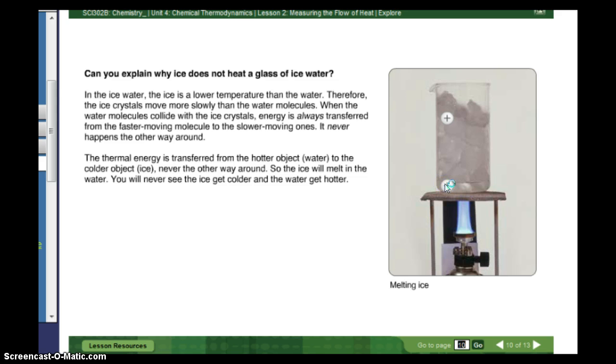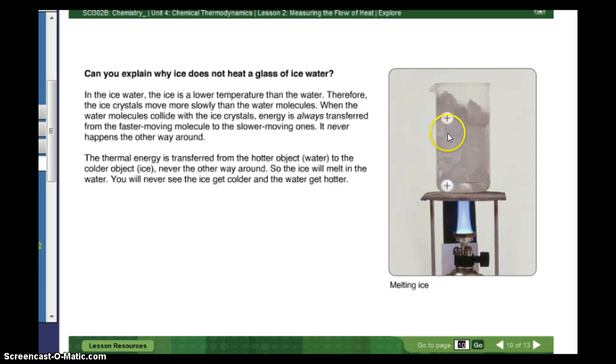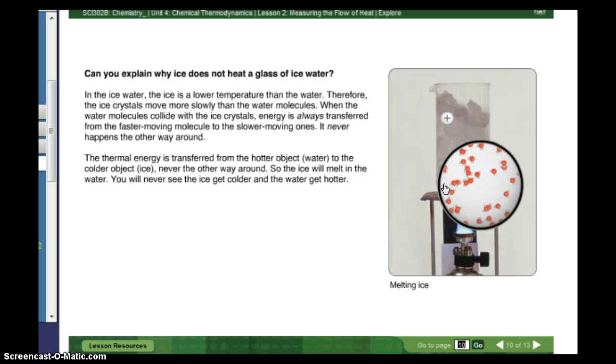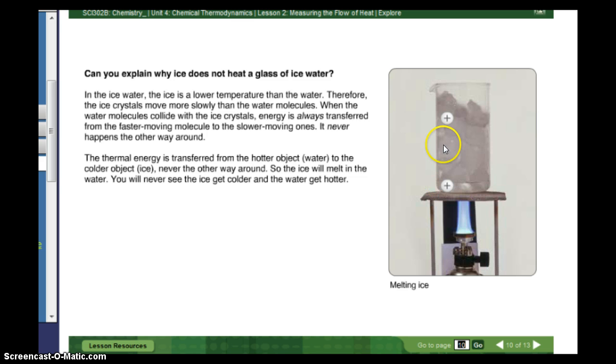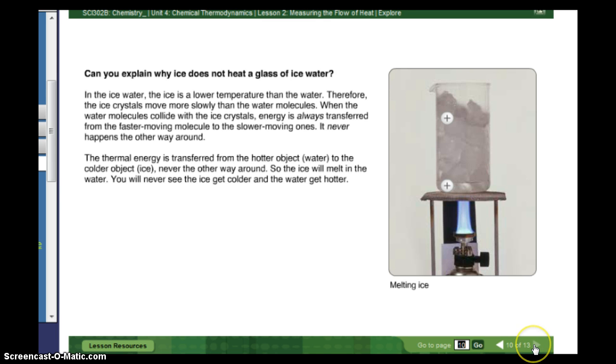Okay, so my water molecules are moving around and my ice molecules are simply staying there. They are still moving, but they are just vibrating back and forth. Versus when they are water molecules, they're moving all over, and the water molecules give some of the energy to the ice crystals, therefore causing the ice to melt.